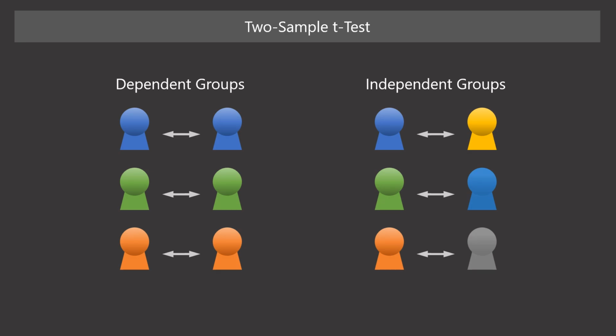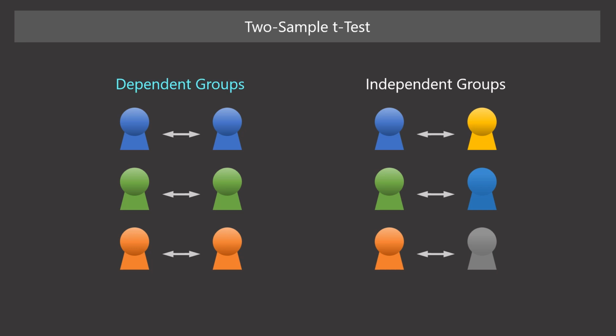Let's examine whether the sample means of two samples are equivalent. A two-sample t-test is a method to test whether the population means of two groups are equal or not. We need to use different methods depending on whether the groups are dependent or independent.